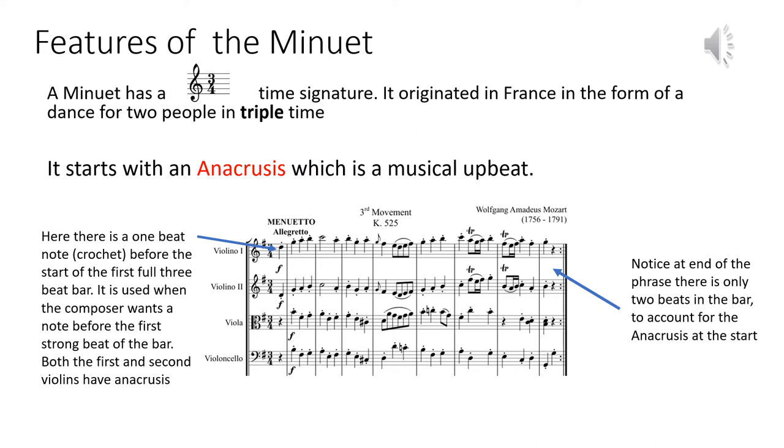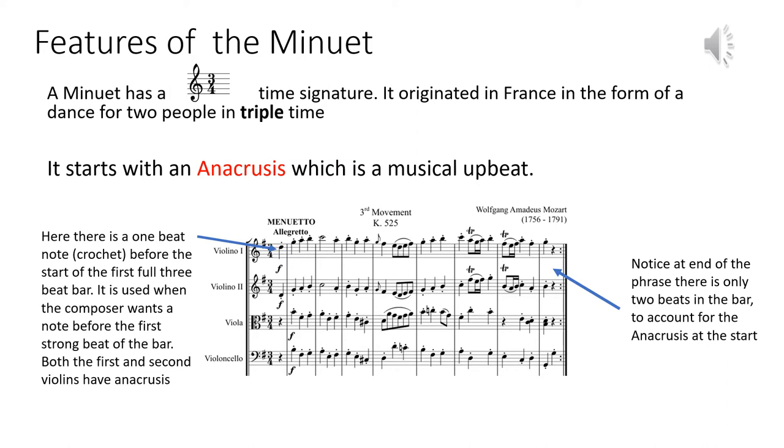If you have a look where the blue arrow is pointing at the beginning of the music, we see a one beat note or crotchet before the start of the first full 3-beat bar. It is used when the composer wants a note before the first strong beat of the bar. If we have a look, both the first and second violins at the start have an anacrusis.